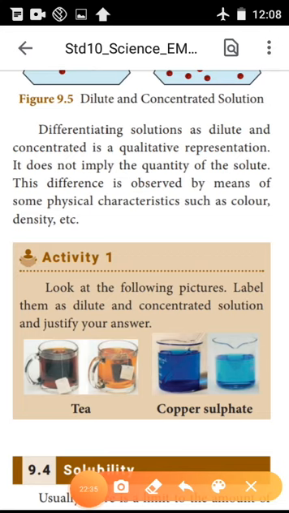And see the activity 1. Look at the following pictures. Label them as a dilute and concentrated solution and justify your answer. The first one is tea. The second one is copper sulfate. How to identify which one is dilute solution, which one is concentrated solution?